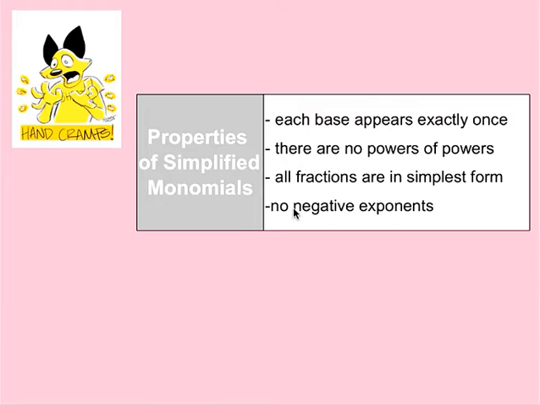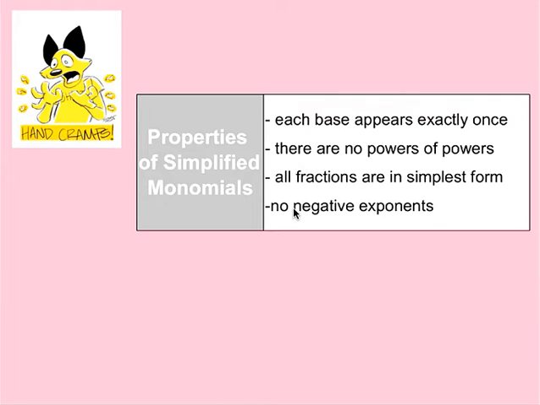So we're looking that each base is going to appear exactly once. We have no powers of powers, so I don't want to have a squared raised to the second power. We want to get rid of those powers of powers. All fractions are in simplest form, so you need to reduce any fractions. And lastly, we cannot have any negative exponents.